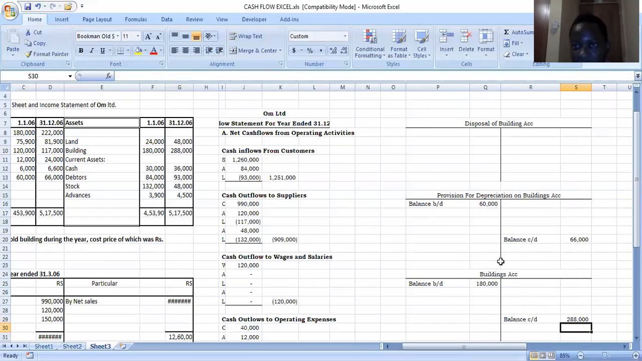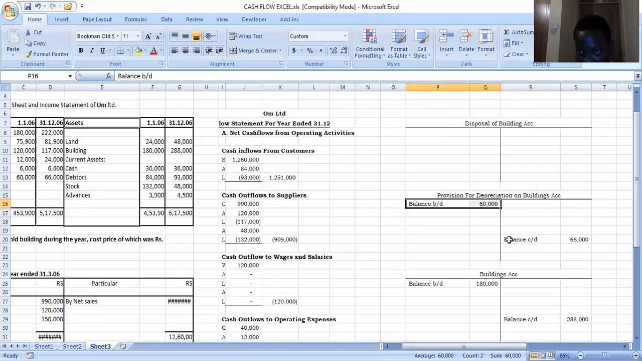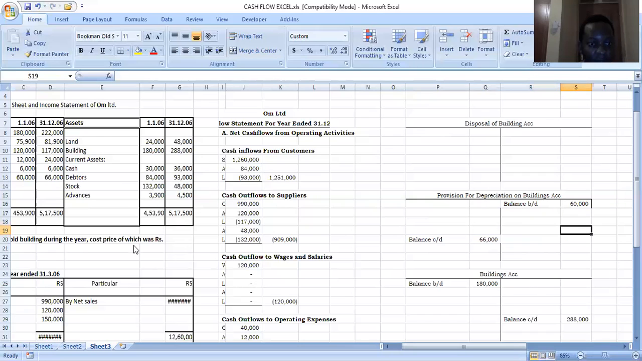There is a mistake I've made. Please let's correct this. For buildings being an asset, the opening balance is usually on the debit side. The closing balance is usually on the credit side. For the provision for depreciation on buildings, this is an account that reduces the value of buildings. So when it's going down, it is supposed to be credited. So for this account, the opening balance needs to be on the credit side, while the closing balance should be on the debit side. So please note the correction.